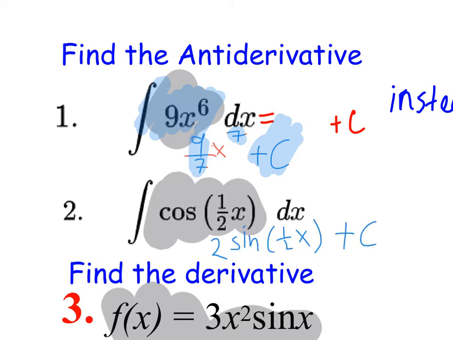I'm trying to figure out the derivative of what would give me cosine, and that would be the derivative of sine. So the derivative of sine would give me cosine, and of course I'm going to leave the inside the same. But also, if you were to take the derivative of sine, you would actually multiply by 1/2 because of the chain rule, which is why I also made sure that there's a 2 here. And for the same reason, you have to have a plus c.